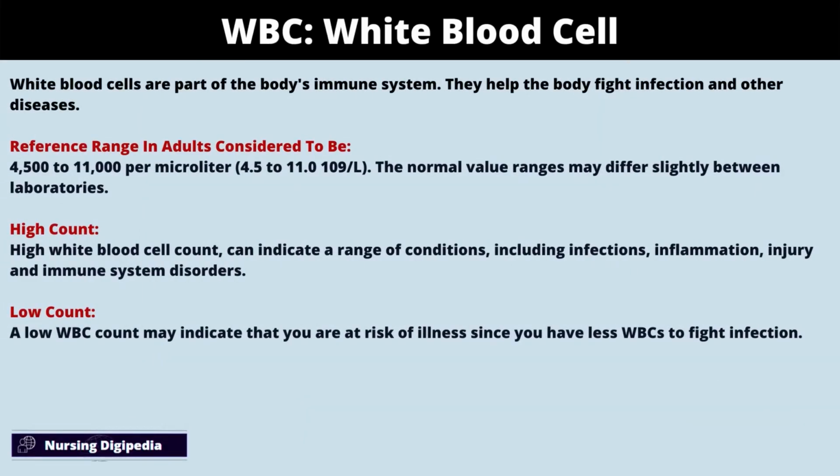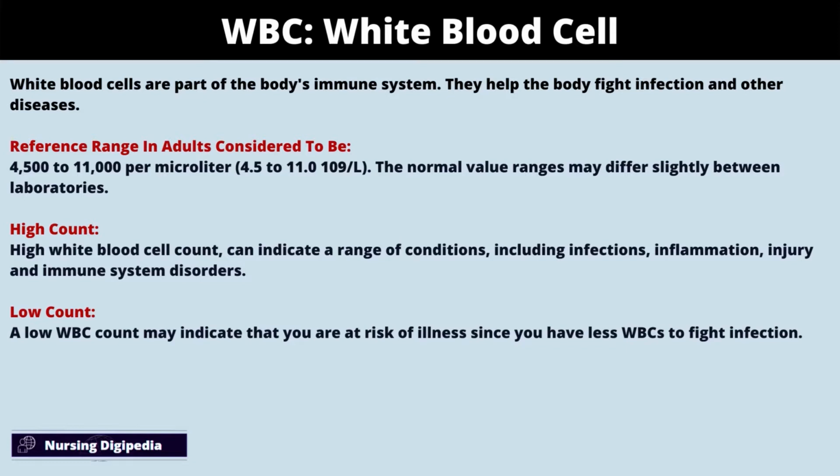It is a part of the body's immune system and they help the body fight infection and other diseases. The normal range in adults is between 4,500 to 11,000 per microliter. The normal value ranges may differ slightly between laboratories.